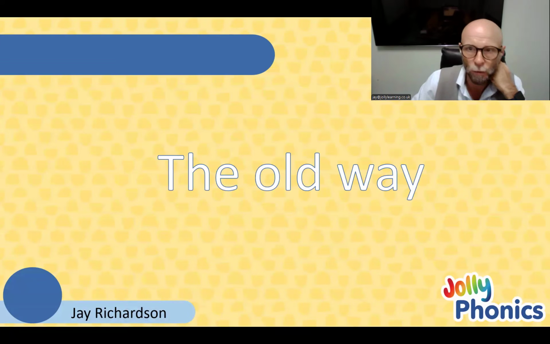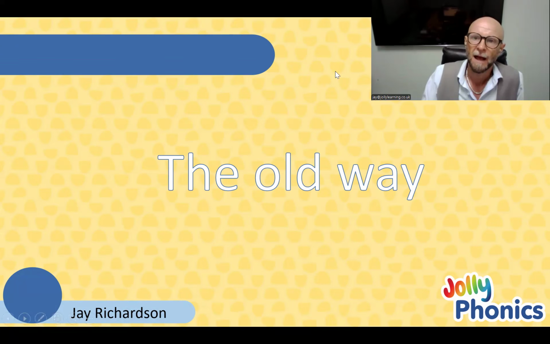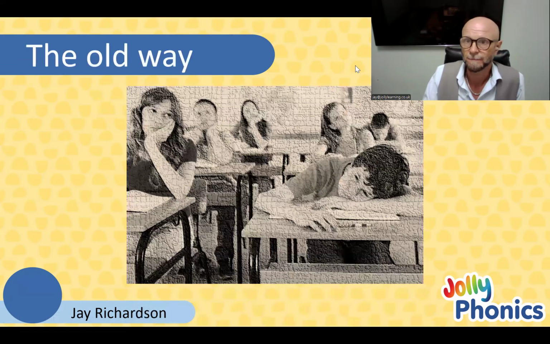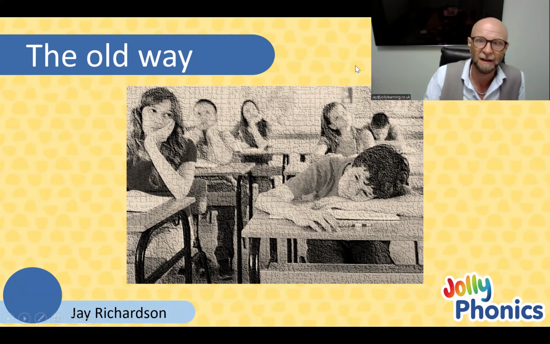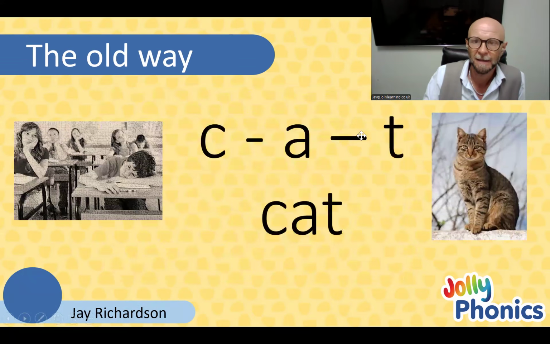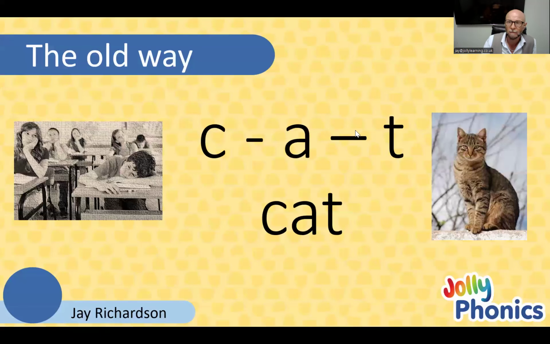Let's begin with the old way of learning literacy, the way it used to be taught. They used to use a technique called whole word teaching, where the students would be presented with a word, and they'd say CAT, cat. The idea being that if they're exposed to that word frequently enough, with enough repetition, the students will learn the word.